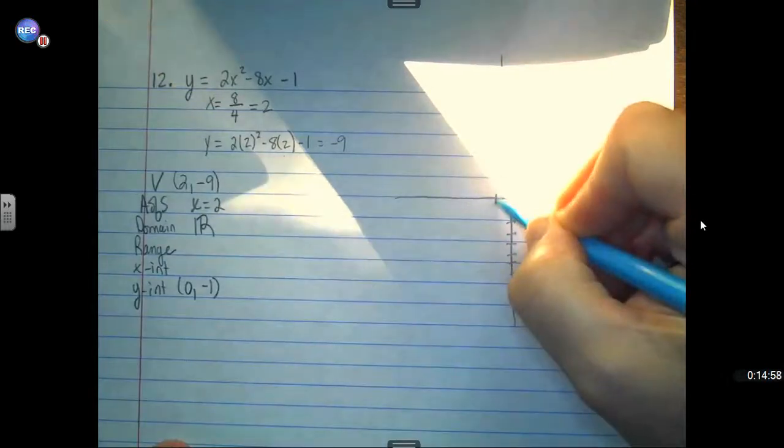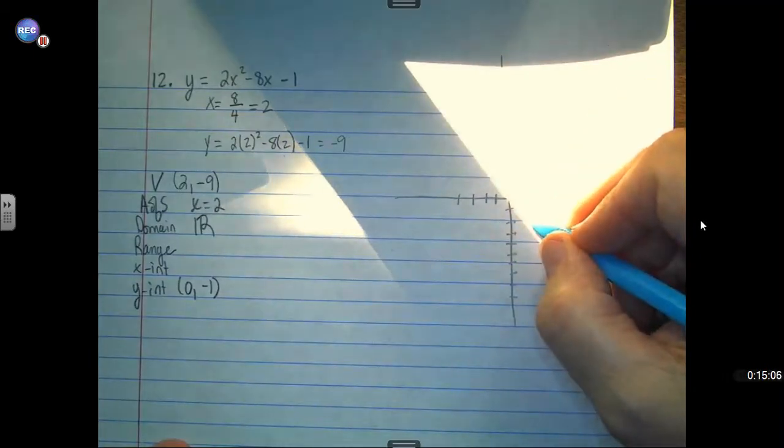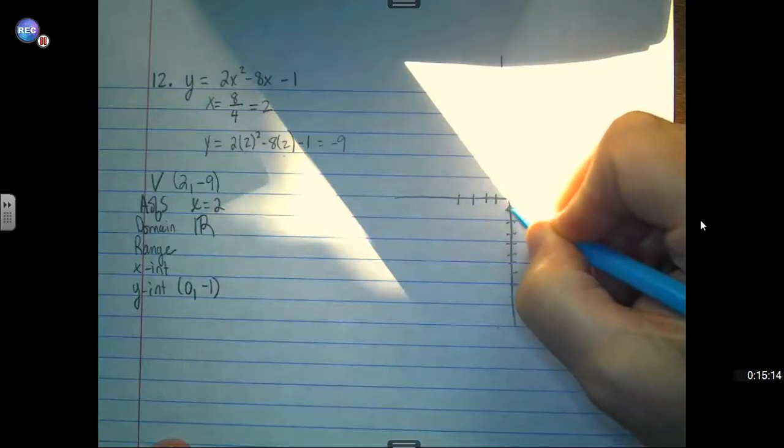So (2, -9), all the way down here. And then I have a 0 at -1, which is here. And then using the axis of symmetry, that other point should be here. I need to find the points in between there. Like if this is at 2, a good point to plug in would be 1.